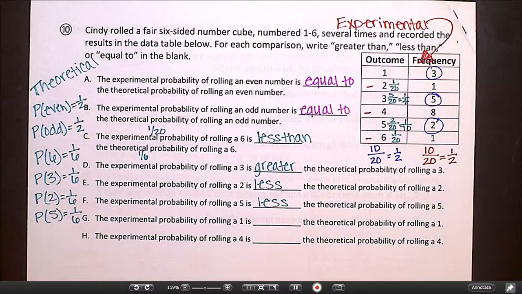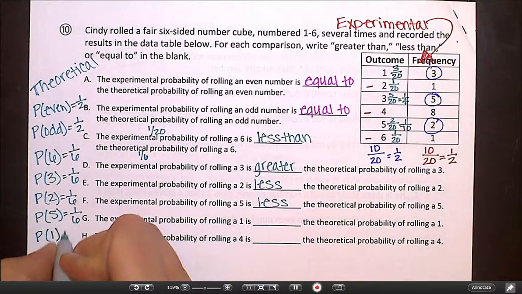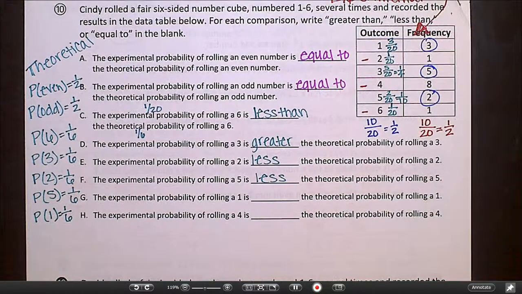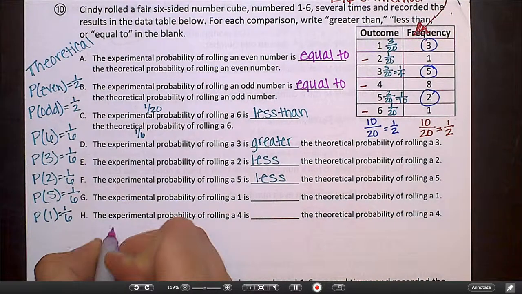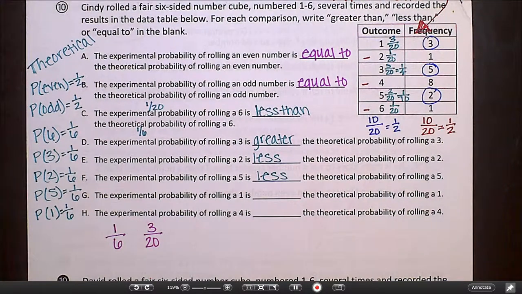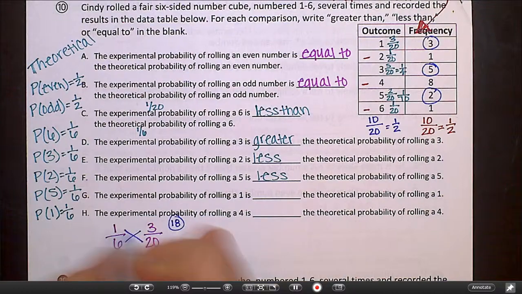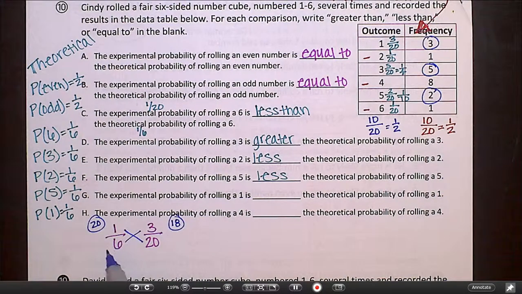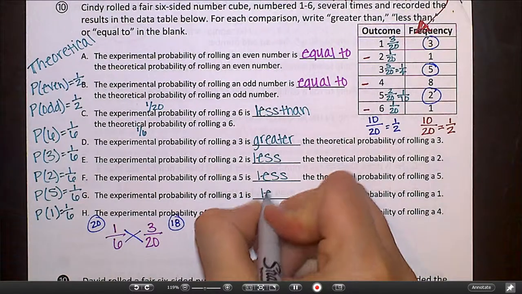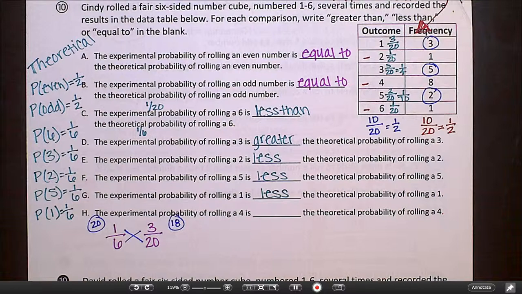The probability of rolling a 1. This is 3 out of 20. And this is 1 out of 6. Okay, so that's hard to compare. So what I'm going to do is like when we're trying to figure out which fraction's bigger. Okay, we just find our cross products. So 1/6 and 3 over 20. 6 times 3 is 18. 1 times 20 is 20. So that means 1/6 is bigger. My experimental probability is less. In fact, you could really do that for all of these. Instead of thinking about pie, you could just do cross products and see which one's bigger.